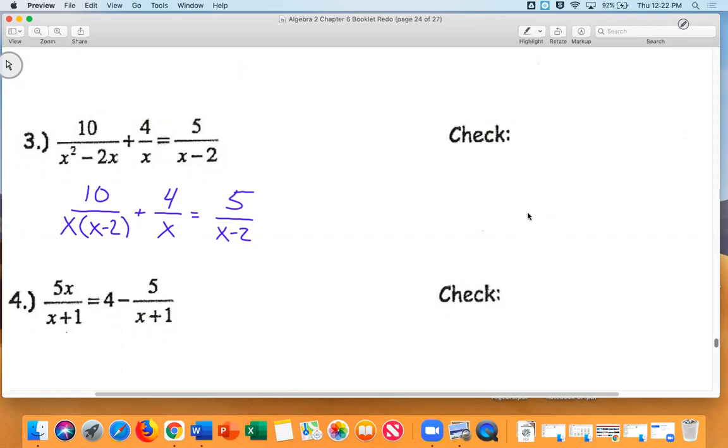Chris, what would my common denominator be? And x, right? X times x minus 2. Wouldn't you agree, Chris? All right. So my distinct pieces are x's and x minus 2's. So I'm kind of feeling maybe I should multiply everything by x times x minus 2, right? So let's go ahead and multiply everything by x times x minus 2.